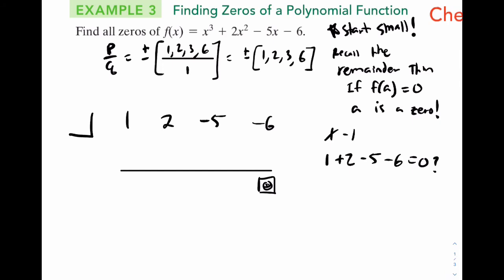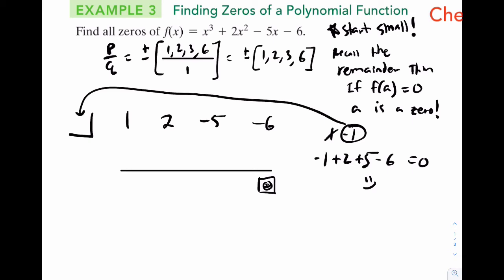Now try -1. So that would be -1 plus 2 plus 5 minus 6. Does that equal 0? It does. Which means that -1 is the one we want. We're going to put that right here.